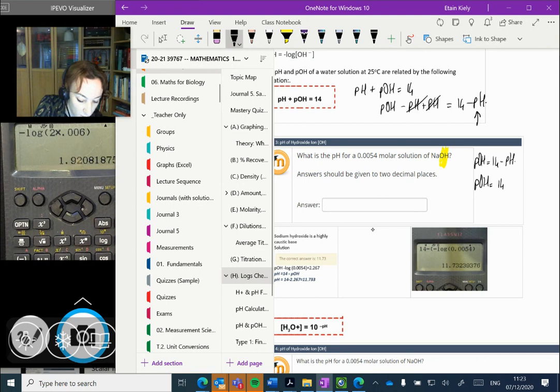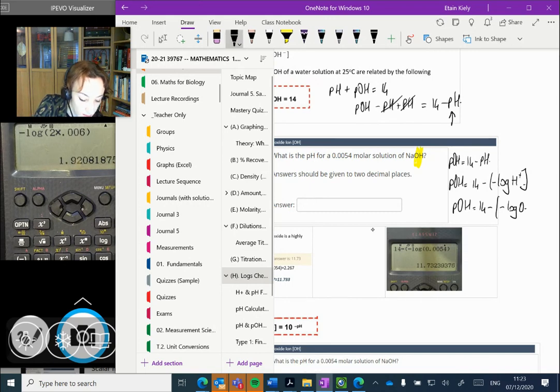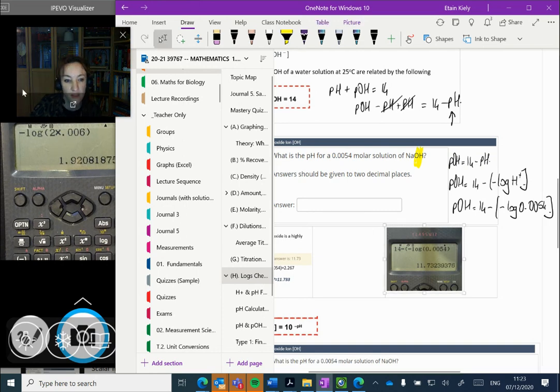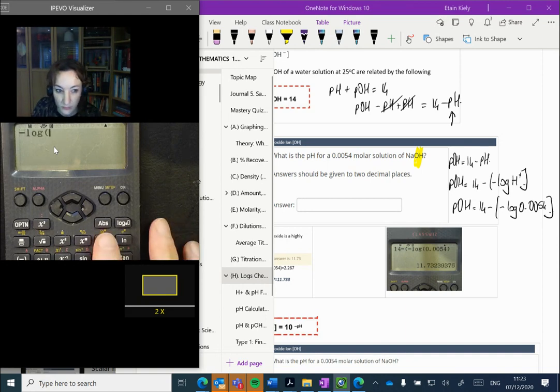And then to find the pH value, it's going to be the minus log of the hydrogen ion concentration, which we can plug in. So pOH is 14 minus the log of, and the value we have here is 0.0054. If you're plugging this into the calculator, you just need to be careful on this one. It's going to be the negative log. Sorry, we start with 14 minus, and then we put in brackets the negative log of 0.0054.